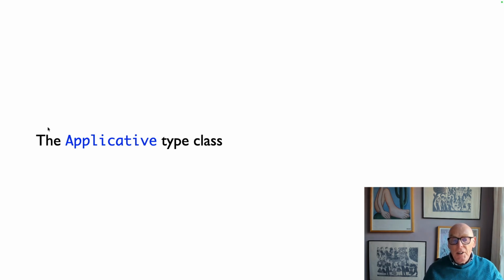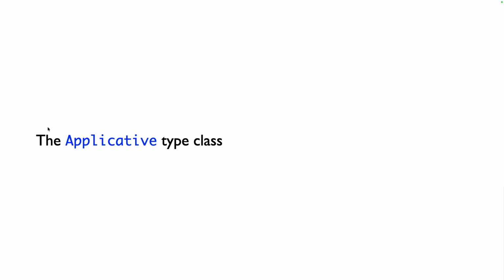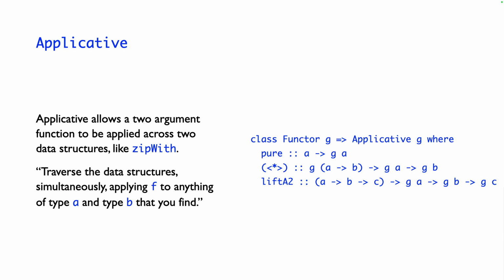Now, you'll not be surprised to learn that there are ways of generalizing what we've just talked about for functors. And one way of doing it is to build what's called the applicative type class. Now, applicative takes the idea of the way we moved from map to zip with.